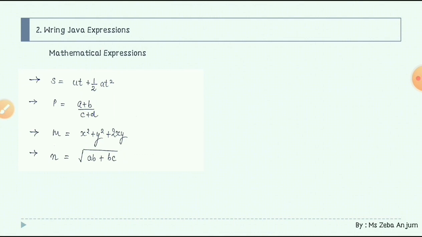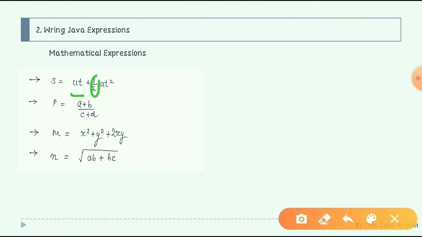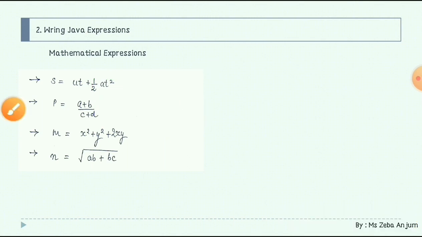So when we are writing a Java expression, we should note that something like this, ut, should not come over there. We will be writing a multiplication sign in between. And over here we are having 1 divided by 2. It should not be written in p divided by q form. It should be written as 1 divided by 2.0, so that our decimal part should not be neglected over there. And see, at the last we are having t square. This t square is not valid in a Java expression. These powers are not valid. So over here we have to write down t into t. So please check the answers.